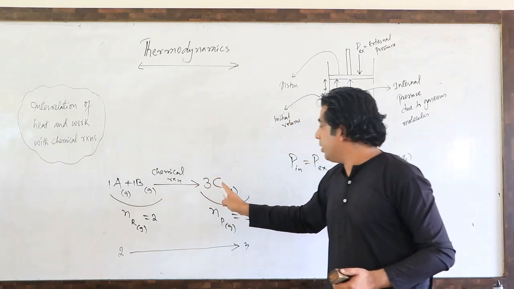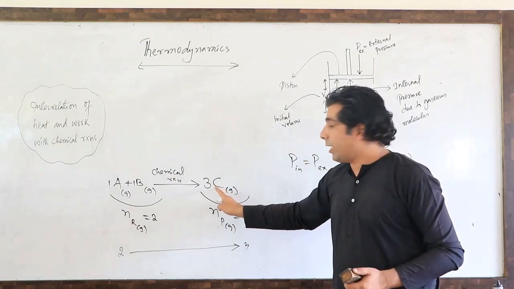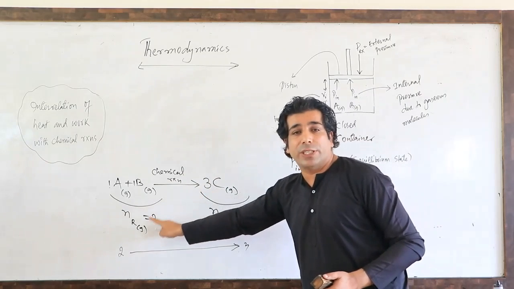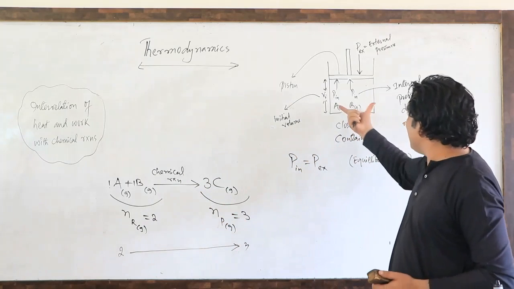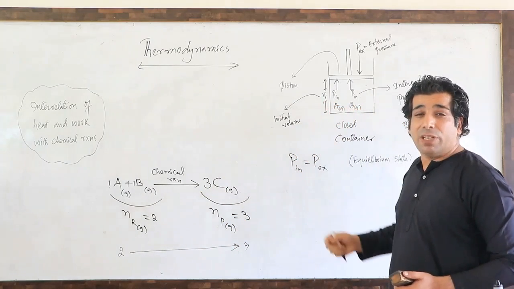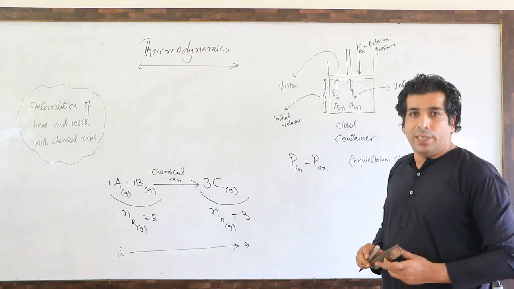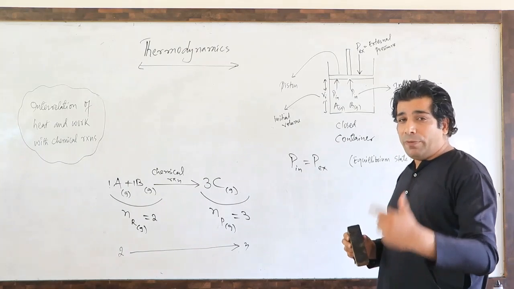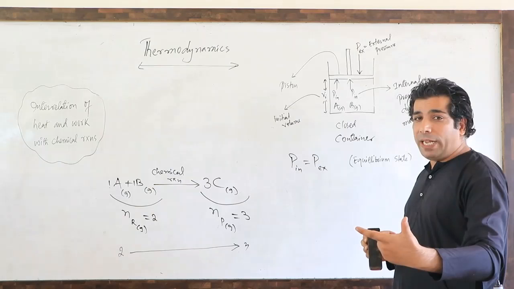But now these 2, A and B, you can look here, undergo a chemical reaction and they are changing into the product C. But how many moles? 3 moles, 2 moles are changing into 3 moles. That means inside this container we now have 3 moles of C.